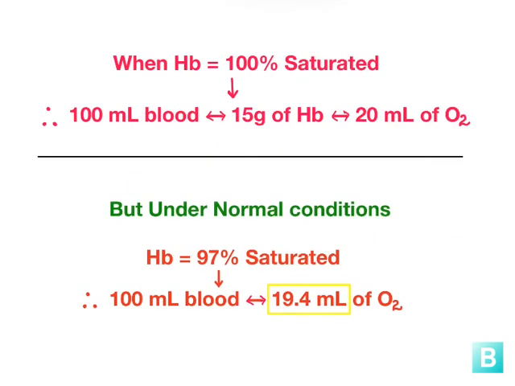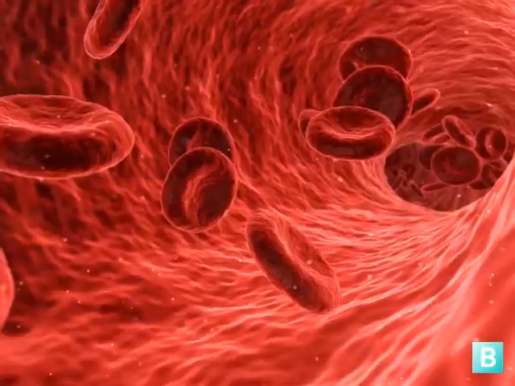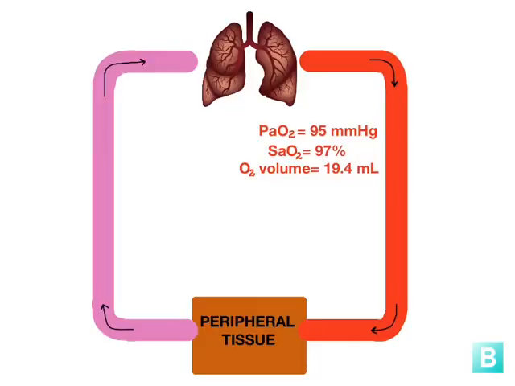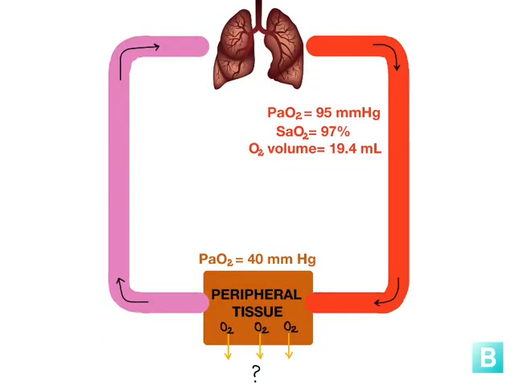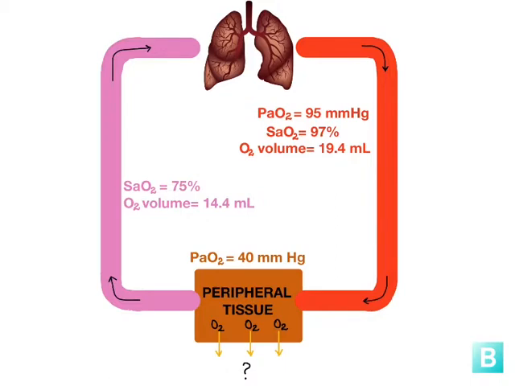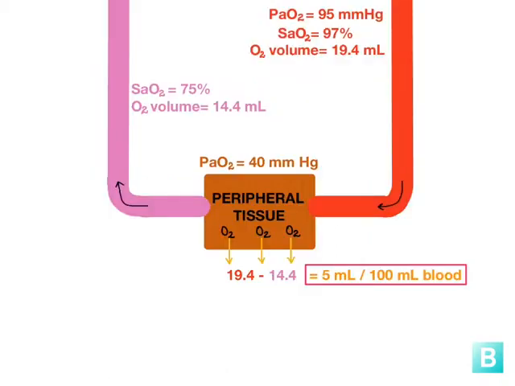This is true when hemoglobin is 100% saturated, but normally hemoglobin is 97% saturated. Therefore, it will carry 19.4 ml of oxygen instead of 20 ml. Now, the question is, how much of this 19.4 ml oxygen in the blood will be delivered to the tissues? The blood leaving after oxygenation has 14.4 ml of oxygen still left with it. So, 5 ml of oxygen per 100 ml of blood will be delivered to the tissues.